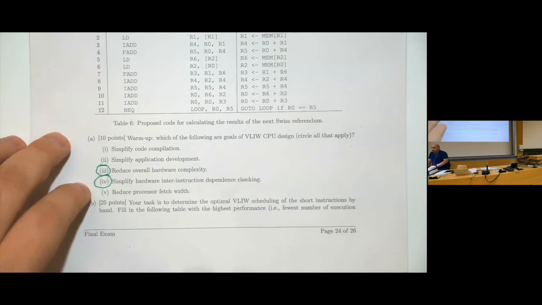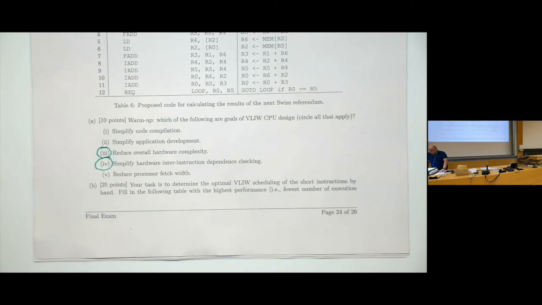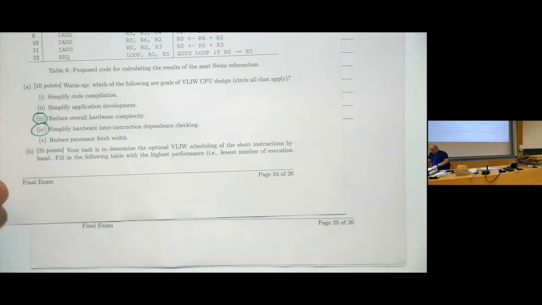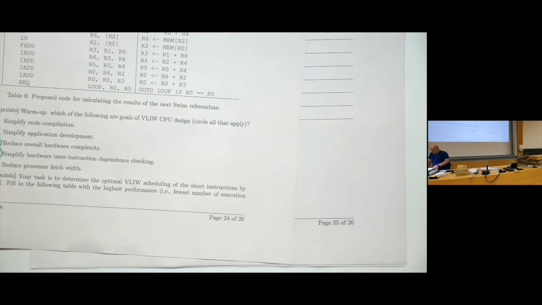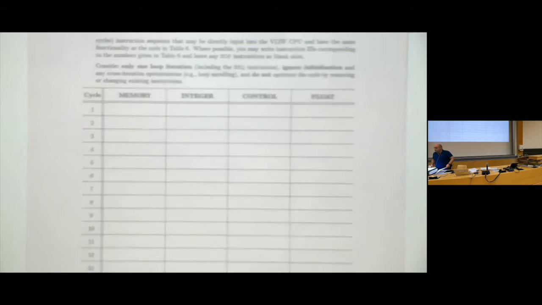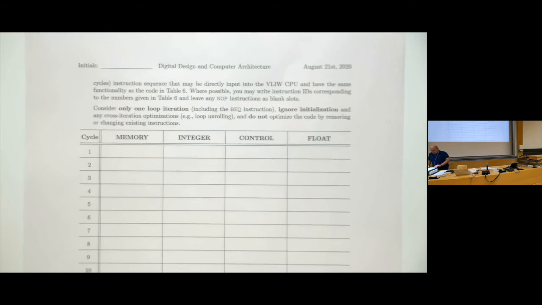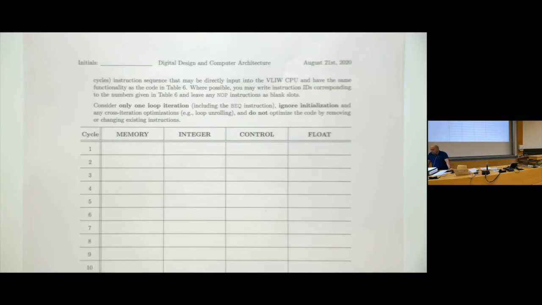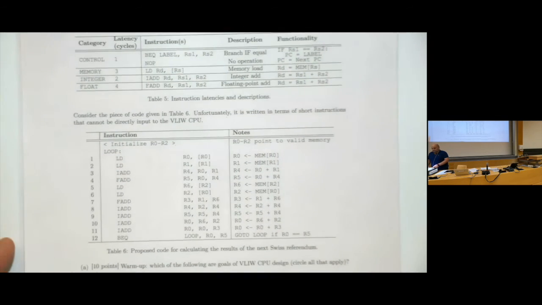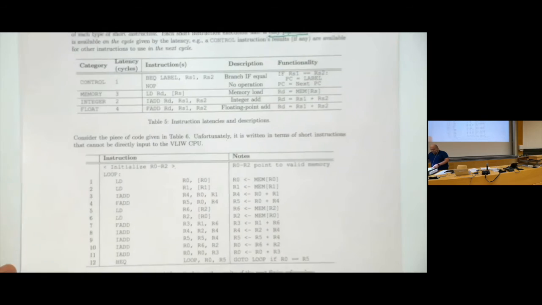Now, we move on to part B. Now our task is to determine the optimal VLIW scheduling of the short instructions by hand. So we want to fill in this table that I briefly showed you before with the highest performance, that is, the fewest number of instruction cycles, instruction sequence that may be directly input into the VLIW CPU and have the same functionality as the code in table 6.